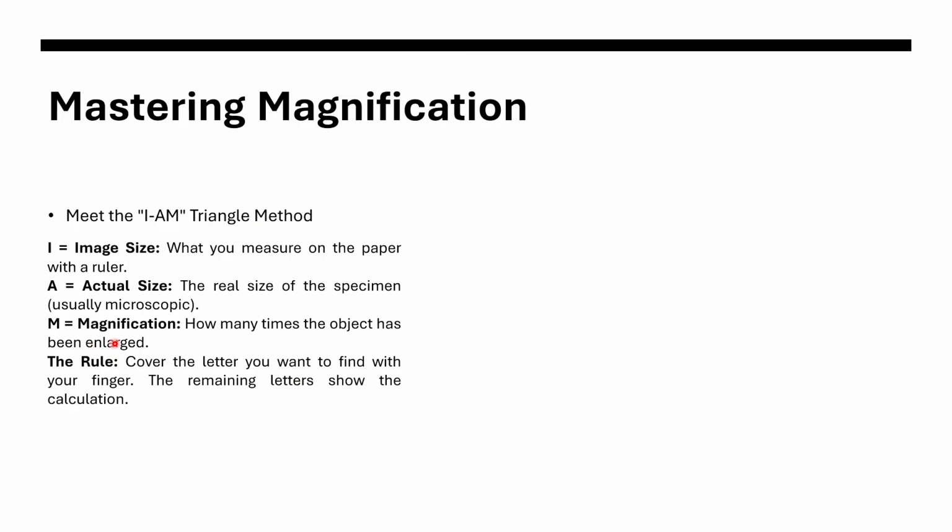Then M is for magnification. This tells us how many times larger the image is compared to the real object. If the magnification is times 100, the picture is 100 times bigger than the real cell. But the question is how to use this IAM triangle method. The easiest way to remember these formulas is to visualize the triangle.